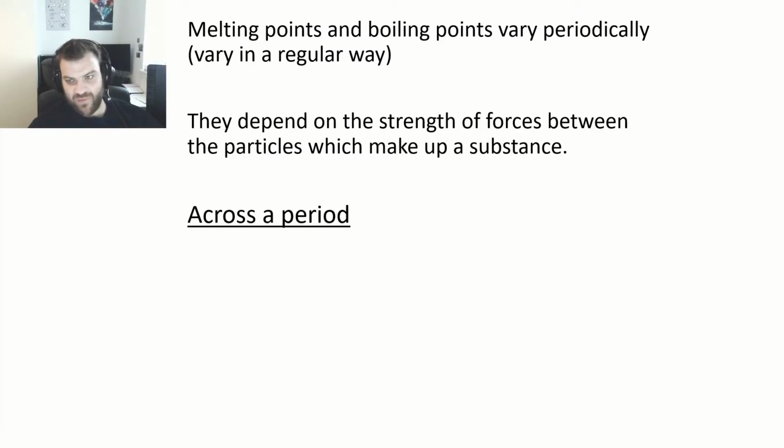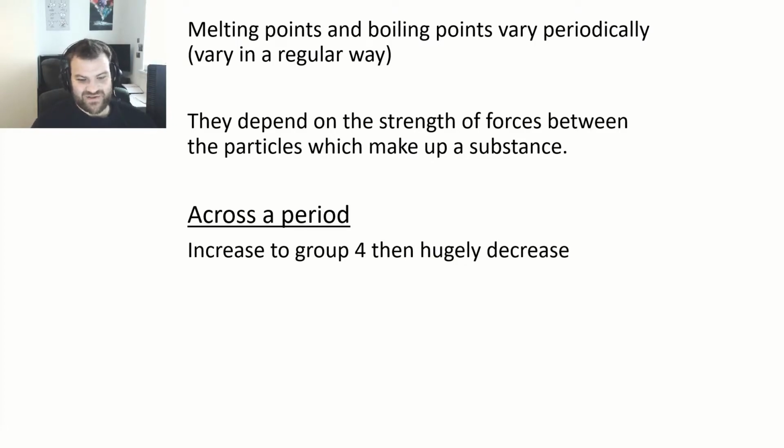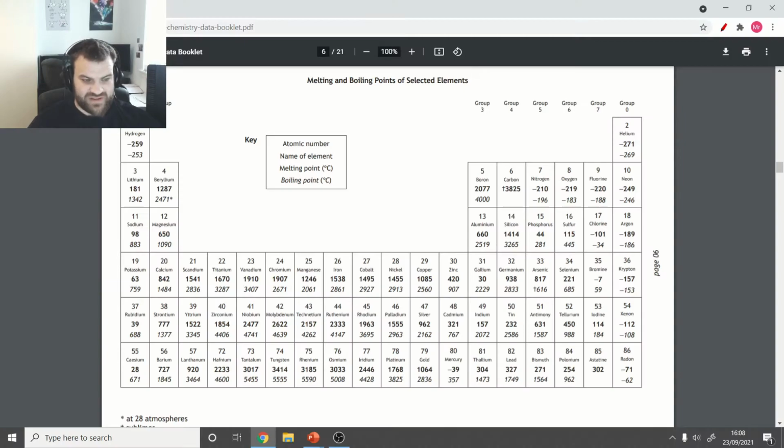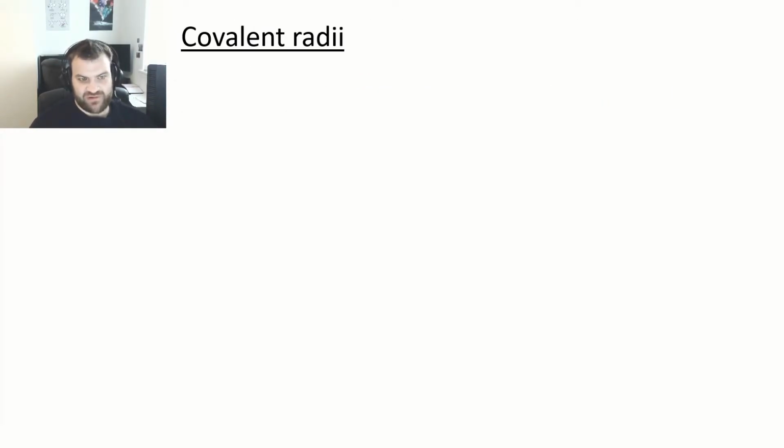We can look at the way that it varies across the periods, which would be it increases to group 4 and then it hugely decreases. And as you go down a group, for groups 1 through 4, they decrease as you go along. And then for groups 5 to 8, they increase. You can see these on page number 6 in the data booklet, and you can just see the trends that I have talked about.